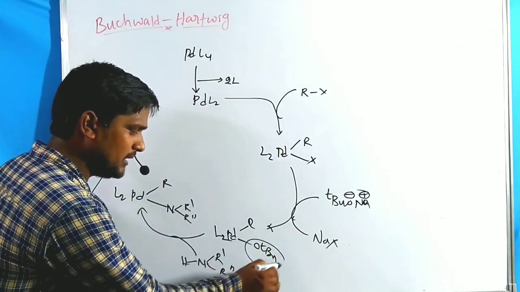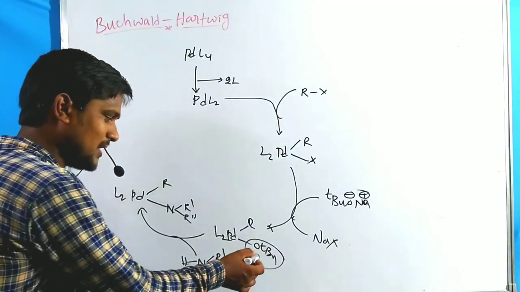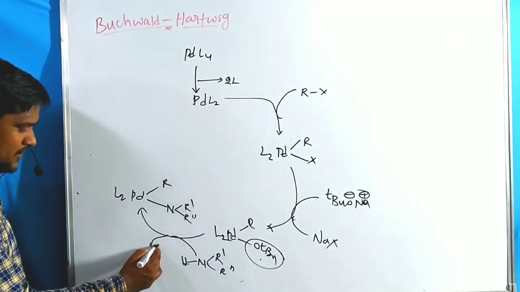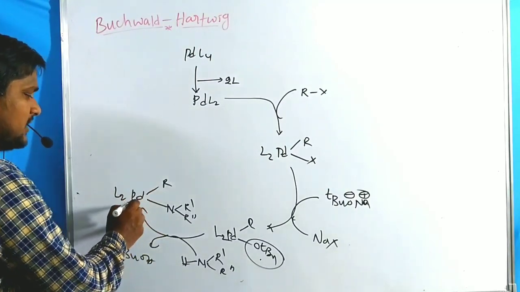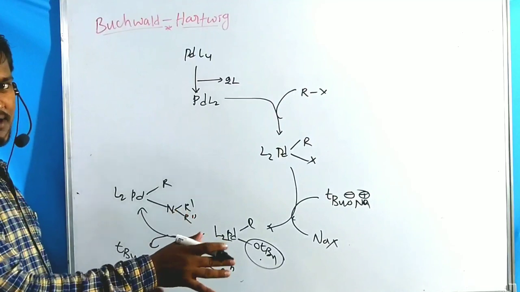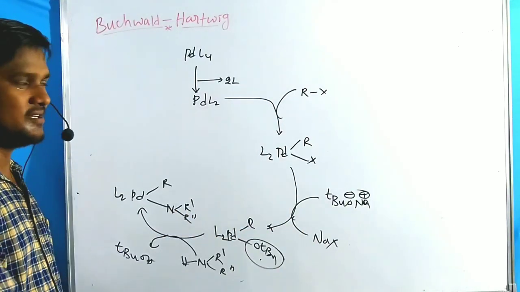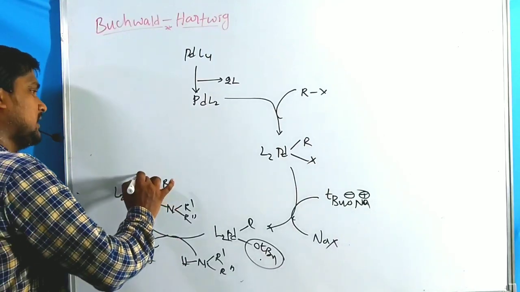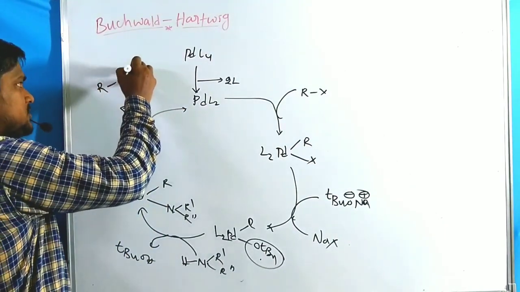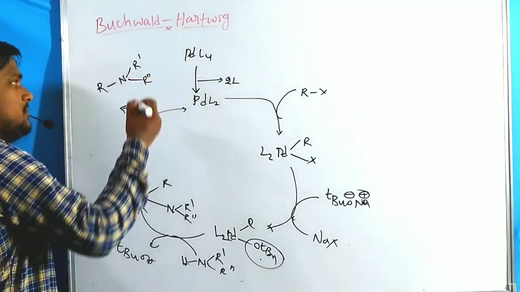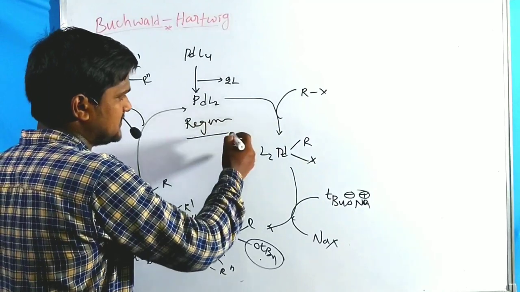Now here the O-tert-butyl, that means butoxide, will abstract the proton, then it is eliminated as butanol. Now here it is R-N with R' and R''. It undergoes cis-trans isomerization, that is the common thing. Now we get the final product, R-N(R')(R''). This is the major product. Now the regeneration of our catalyst will happen.